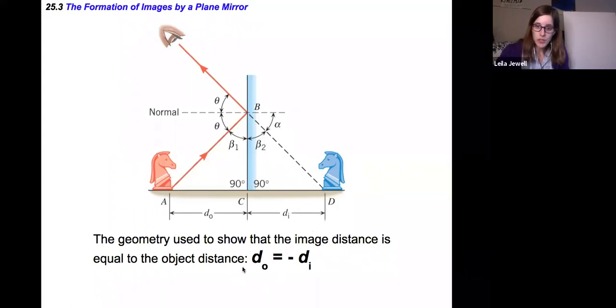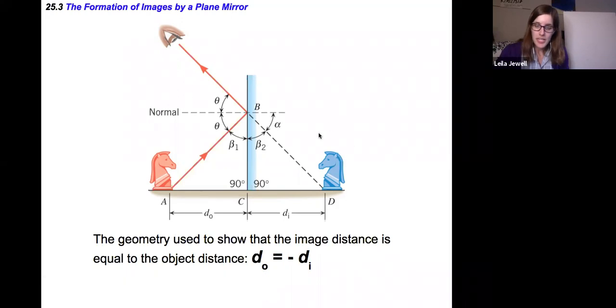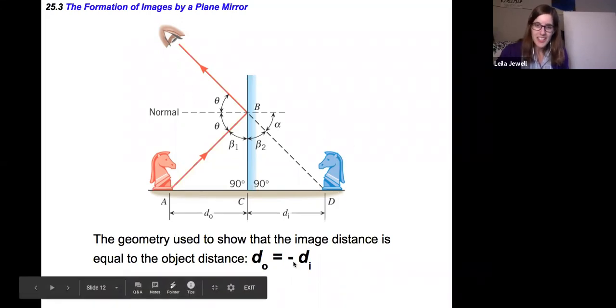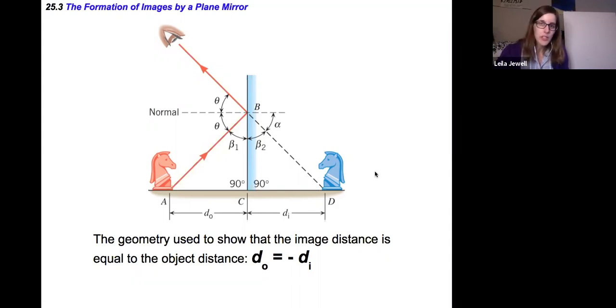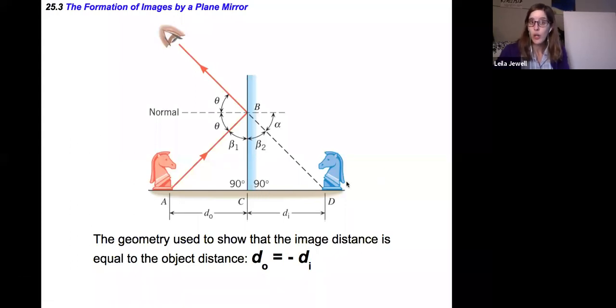So the way that we could write that in more formal terms is that the object distance, d sub o, is equal to negative d sub i, the distance to the image here. And the reason we have the negative is because it's behind the mirror, or it's virtual. That's something we're going to get more into at the very end of this chapter. For now, you just need to focus on the fact that the magnitude of these distances is the same, and will always be the same anytime we have a plane simple mirror like this one.